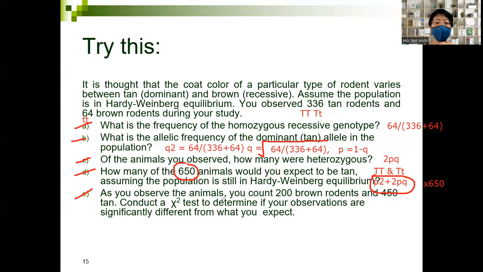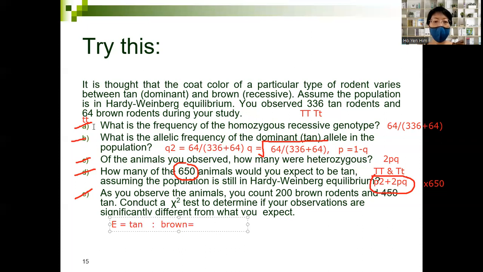Okay, last question. As you observe the animals, you count 200 brown, 450 tan. Conduct a chi-square test to determine if your observations are significantly different from what you expected. Wow, very good. So can you tell me what is your expected ratio? Expected ratio for tan versus brown. I like tan and brown, because tan is usually the dominant, so I put it in front of brown. So what is the expected ratio for tan to brown?